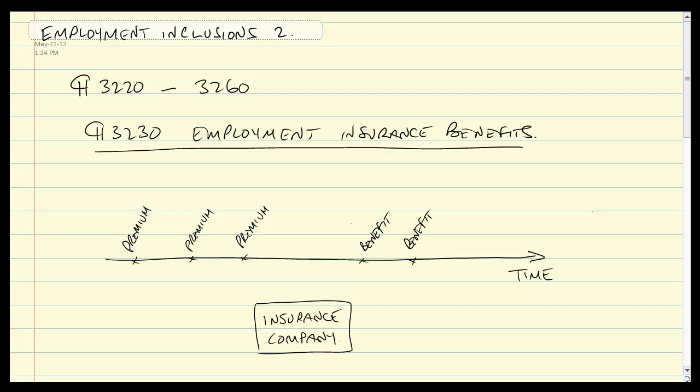Okay, we're continuing along with employment inclusions here. We learned the basics in the last week, and now we're going to move into two complicated areas. One, employment insurance benefits, and then two, stock options.